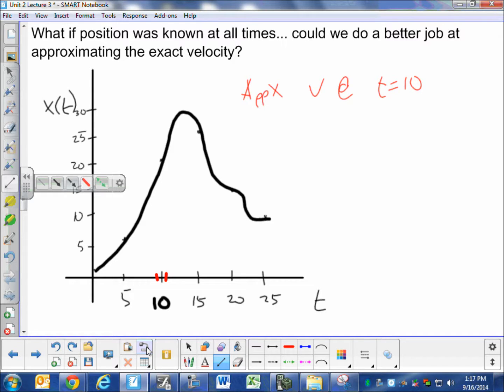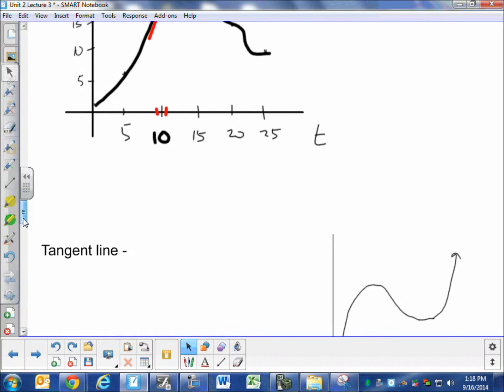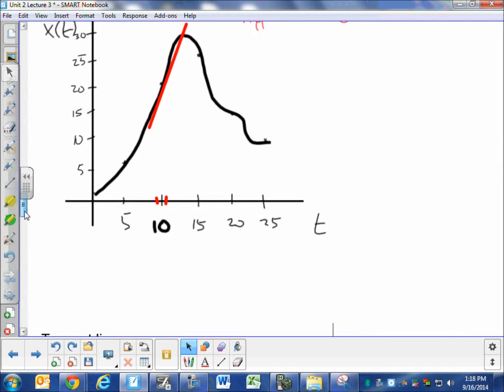Like, yeah, almost matching the slope, almost kind of touching this graph at one location, right? It's a tangent line. Wow. All right, intro to tangent lines.